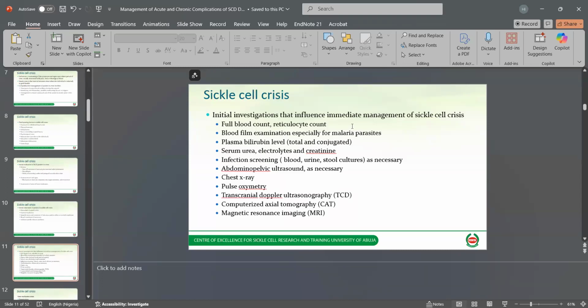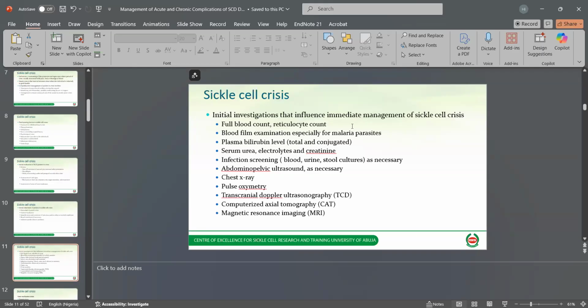So these are also the initial investigations that you want to do. Full blood count and reticulocyte count, very important as they are coming in. You are assessing them briefly. You are instituting your interventions and at the same time, taking the sample, the full blood count in particular. You quickly take the full blood count to determine their counts at presentation.